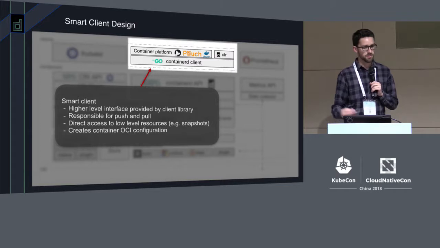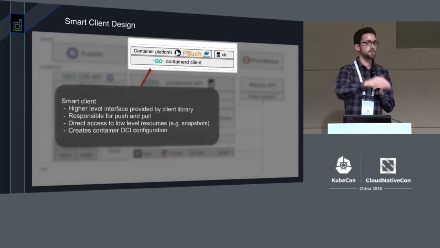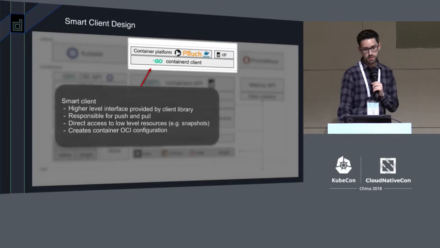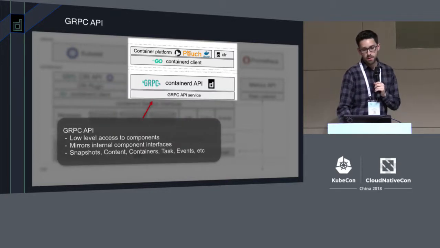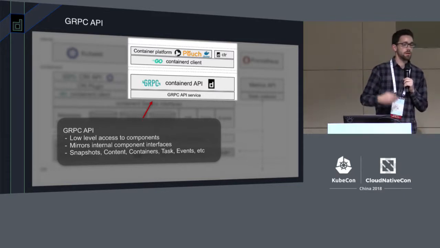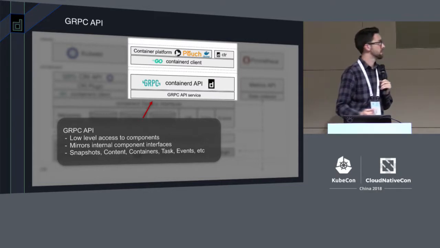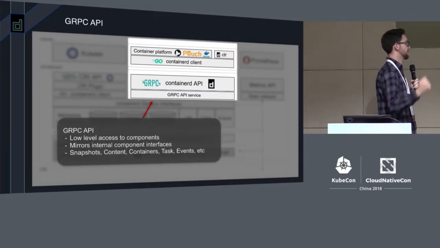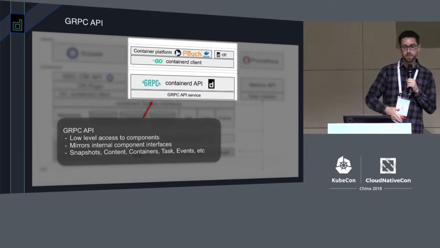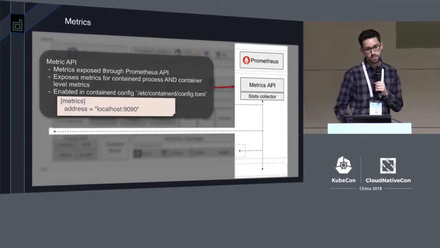Also, the responsibility for creating an OCI configuration is done on the client, rather than having the server responsible for making those decisions about what the runtime will look like. So the gRPC API is just exposing an API to the lower level components. It tends to mirror exactly what looks like underneath inside of Containerd. So we have a gRPC API for snapshots. We have an API for content, containers, tasks, events, and all of that.